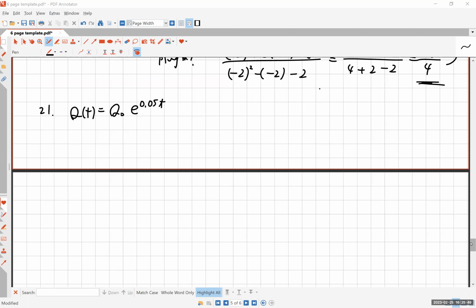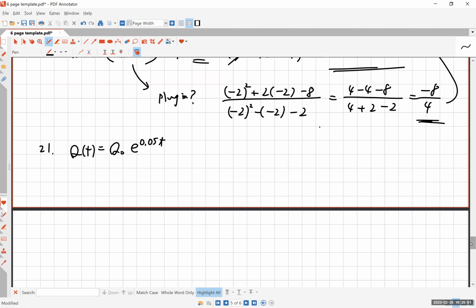Okay, number 21 has to do with this population growth of rabbits. You are given this equation, the quantity Q(t) is equal to Q naught times e to the 0.005 t, where t is in years. Okay, so what is Q naught? By the way, don't read this as Q0. Anytime 0 is a subscript, we read this as Q naught, N-A-U-G-H-T, okay, Q naught.